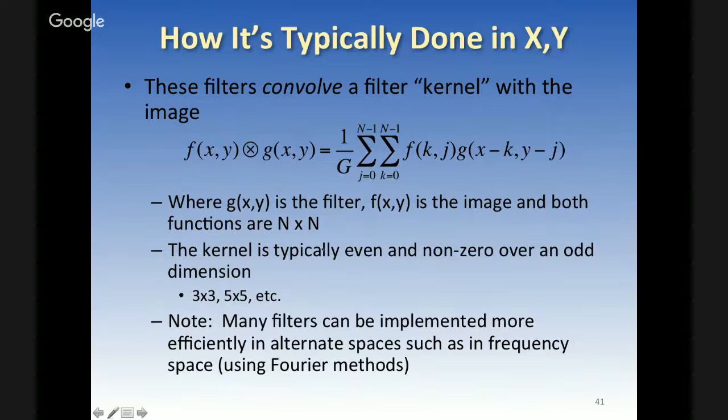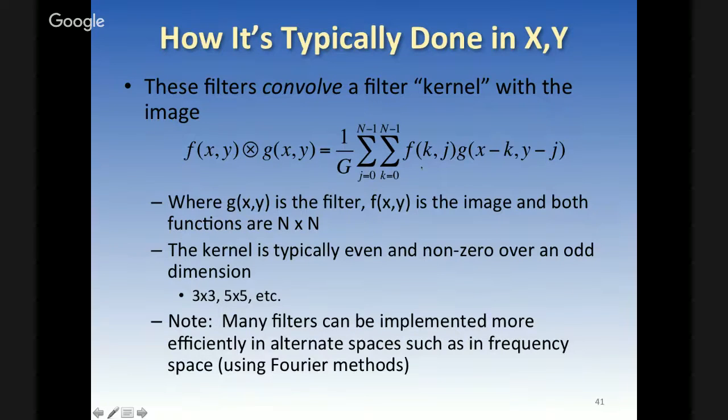So you'll see when you do this kind of filtering that it's a 3x3, a 5x5, 7x7, etc. And some of these things can be implemented more efficiently in other spaces, like Fourier methods and that sort of thing. I'm not going to go into any of that. I just wanted to mention that. The way I'm describing doing it with this equation up at the top is actually a very computationally slow way to do it. And it's often not done this way, but it is an easy way to understand it.